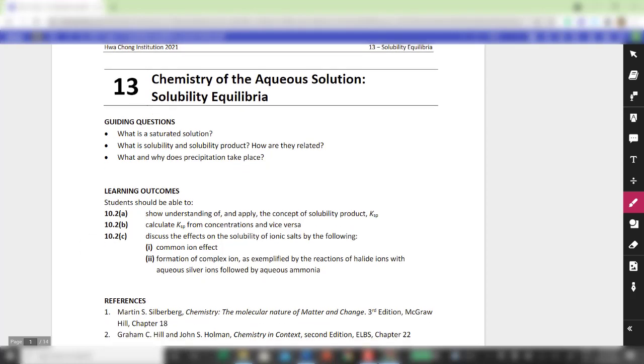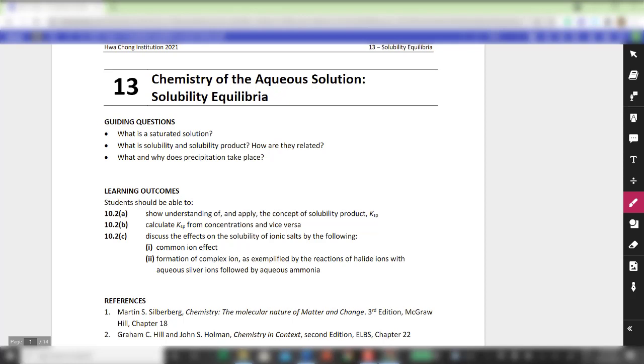This is a shift away from the 3 or 4 organic chemistry topics we had. So I think solubility equilibrium is a pretty nice topic to end the year with because, number one, it's kind of straightforward, and number two, you can use the concepts which you have studied under chemical equilibrium to help you understand most of it.